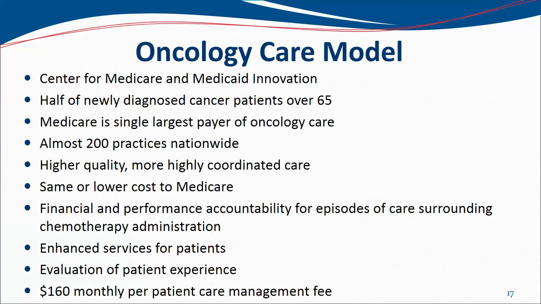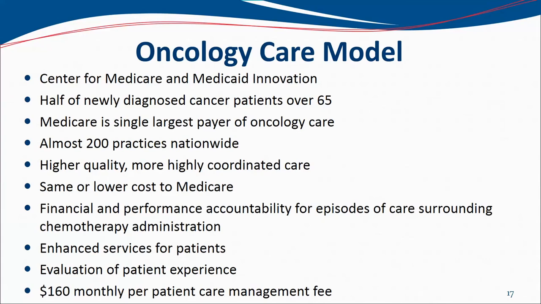So just in terms of level setting for folks who aren't as familiar with the oncology care model, it is an advanced APM that was put in place by CMMI. It's important because it covers Medicare patients, and half of newly diagnosed patients are over the age of 65, making Medicare the single largest payer of oncology care. OCM practices are across the country. There are almost 200 practices taking part in this voluntary program, and ultimately it's geared towards high-quality, highly coordinated care, and I'll talk about what that should encompass and what that's going to look like.